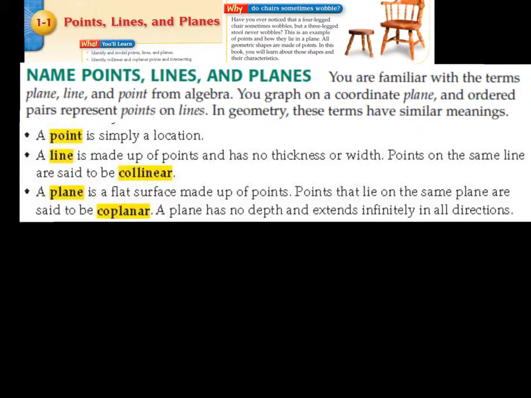A point is simply a location. A line is made up of points and has no thickness or width. Points on the same line are said to be collinear. A plane is a flat surface made up of points. Points that lie on the same plane are said to be coplanar. A plane has no depth and extends infinitely in all directions.